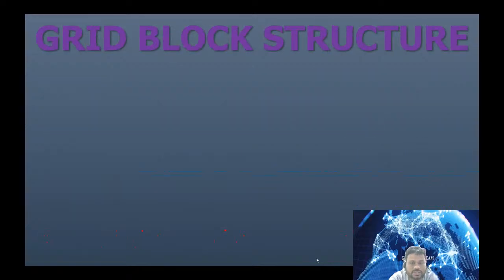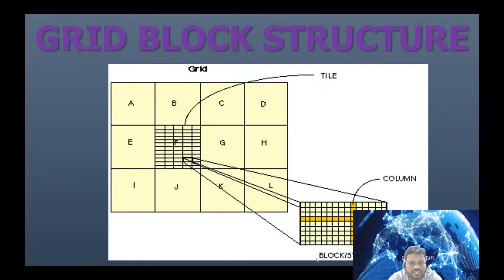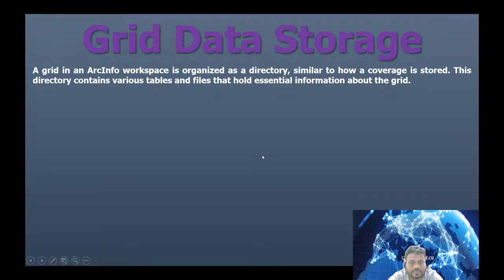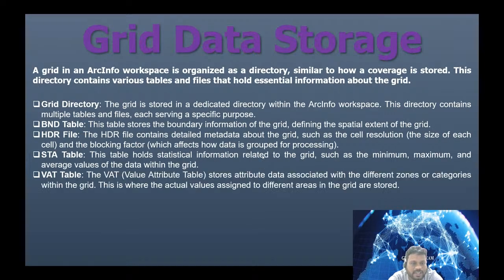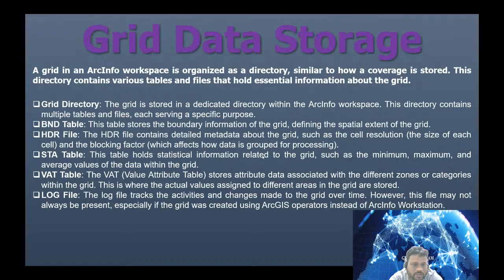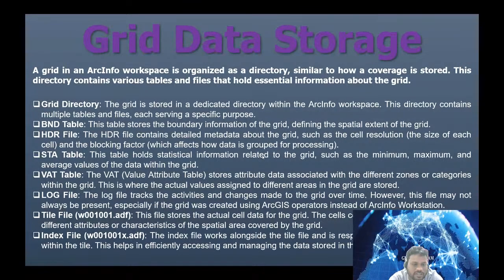So grid block structure, it's a pixel, where a grid structure is given. So column and row are this. So grid data storage, I'm skipping this BND table, SDR table. These will be more clear when you are doing the practical work and making the attribute table.